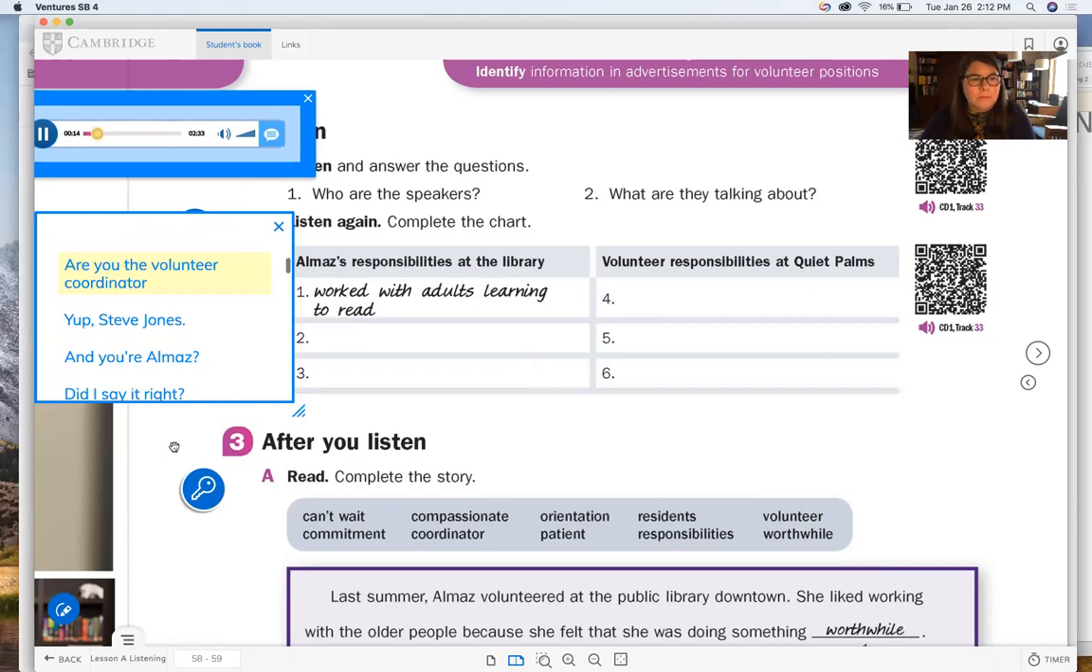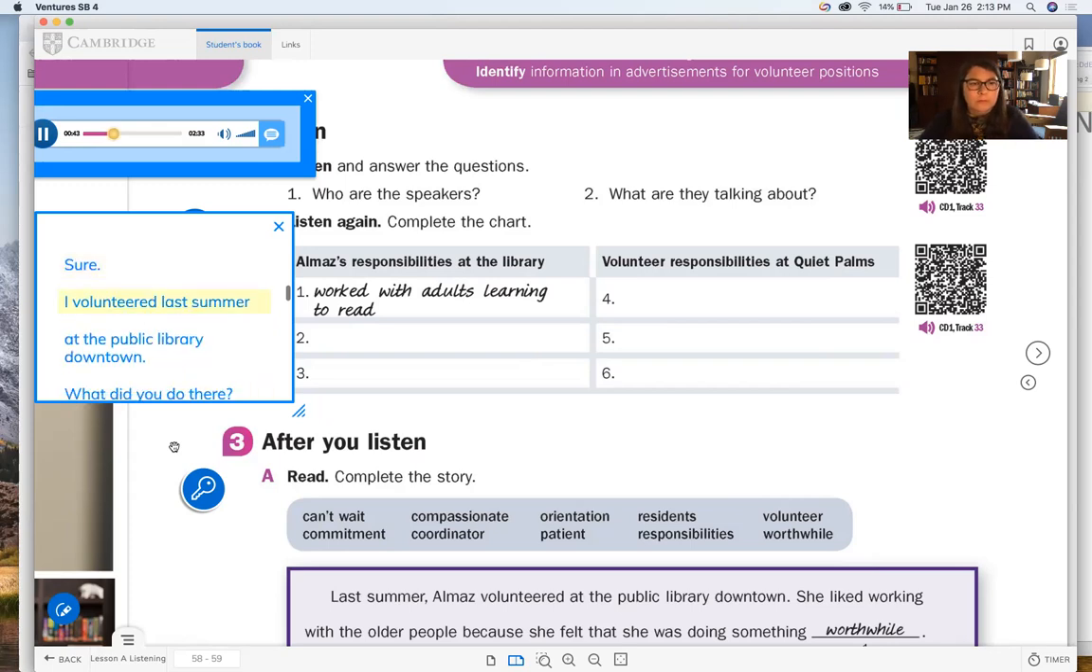Hi, are you the volunteer coordinator? Yep, Steve Jones. And you're Almaz? Did I say it right? Yes, exactly. Almaz Bekele. Nice to meet you. You too. Please, have a seat. I was just looking over your application to volunteer here at Quiet Palms, and it looks really good. Is it okay if I ask you some questions? Of course. Go ahead. Okay, let's see. You wrote that you've been a volunteer before. Can you tell me about that?